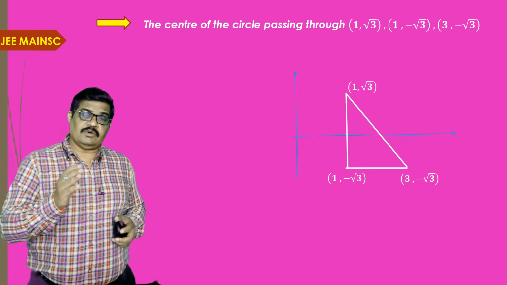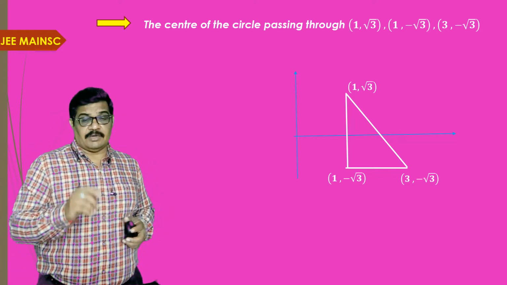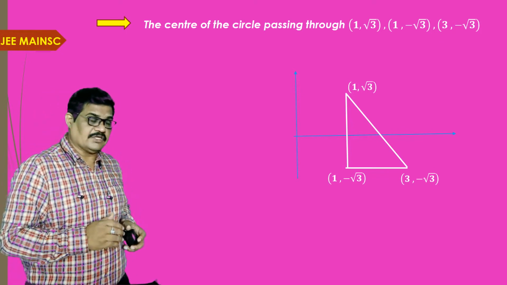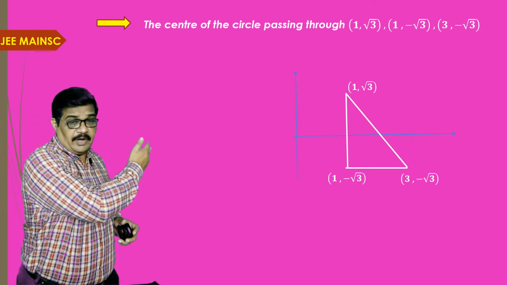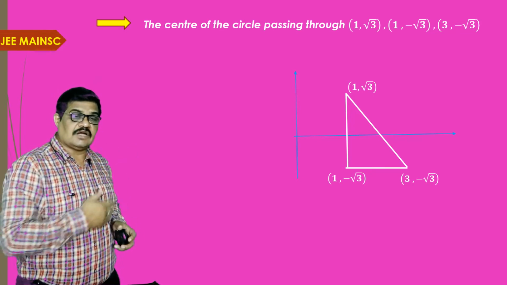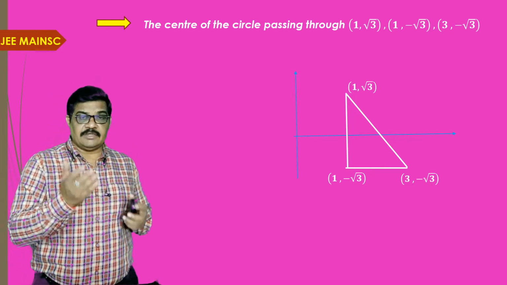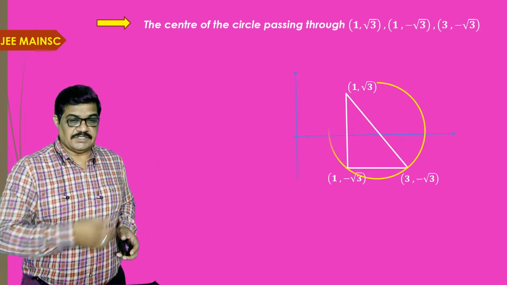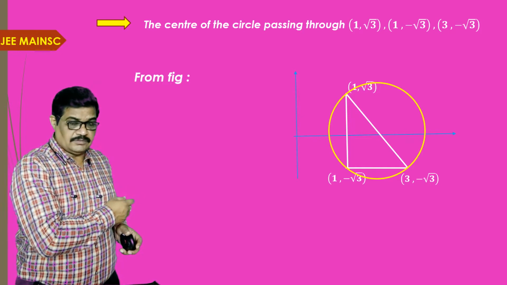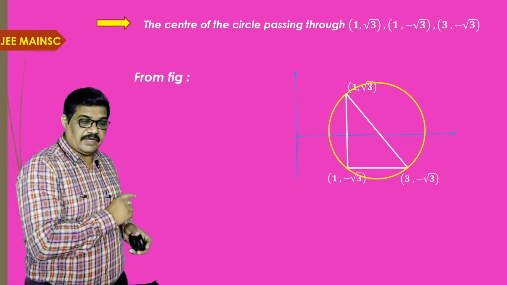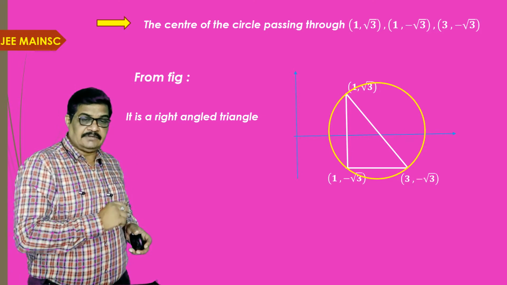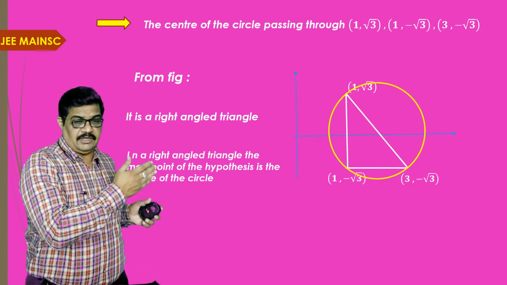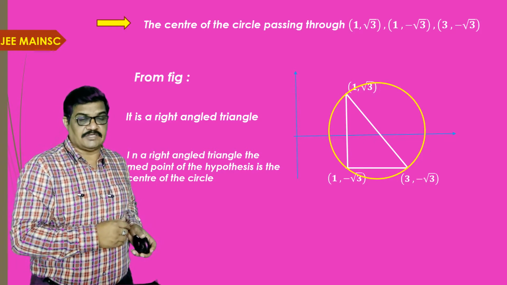Here, what are the coordinates of the hypotenuse? (1, root 3) and (3, minus root 3) are the endpoints of the hypotenuse. So now we have to find the midpoint of the hypotenuse. That is the circumcenter, which is nothing but the center of the circle passing through these 3 points. It is the required circle. See the solution from the figure. It is a right angle triangle, and in a right angle triangle, the midpoint of the hypotenuse is the center of the circle.